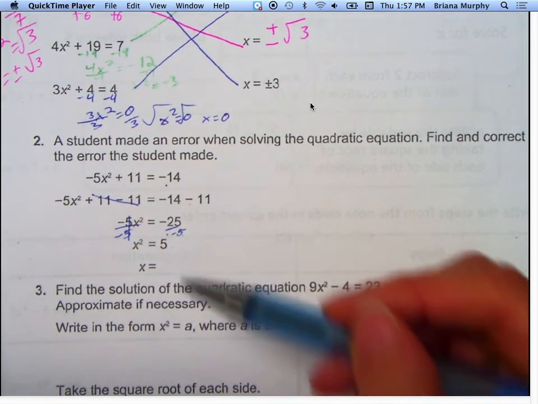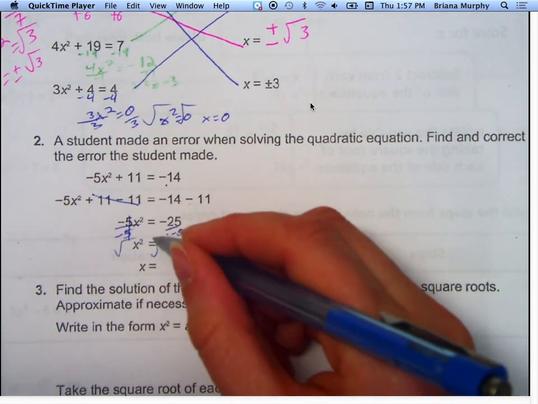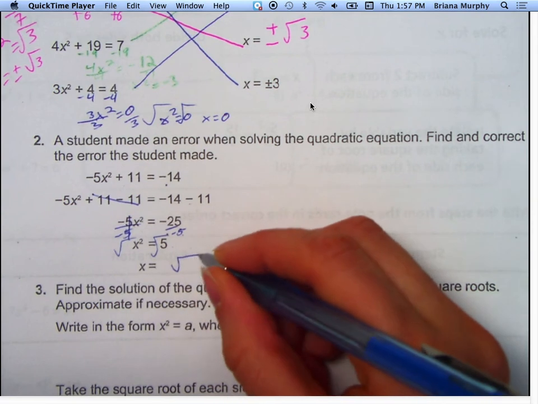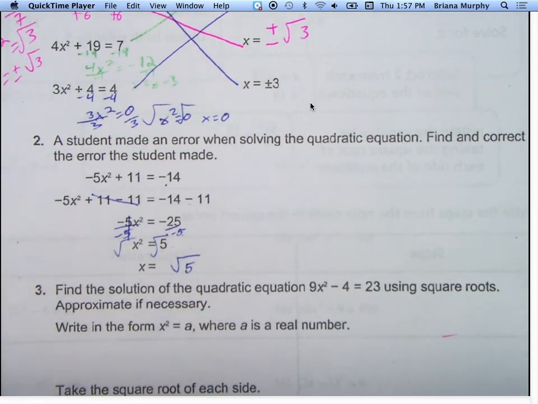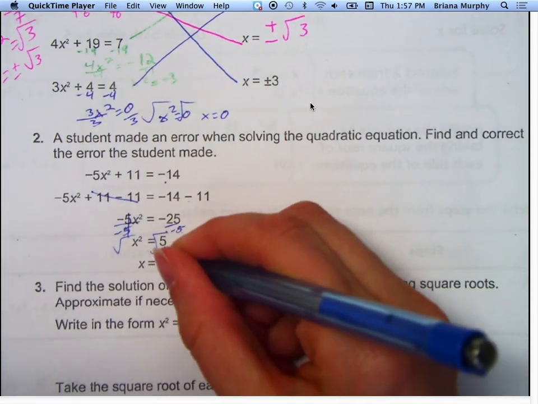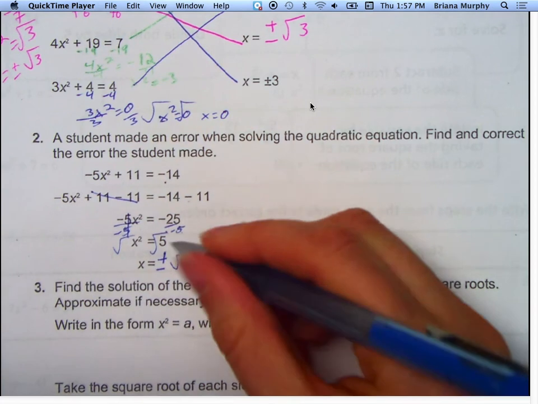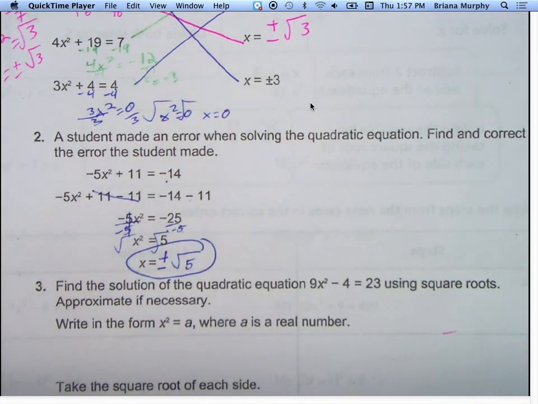So far, so good. And then square root it, and what is our answer going to be? Square root 5. That's the right answer? Plus or minus. Don't forget the plus or minus. Okay.